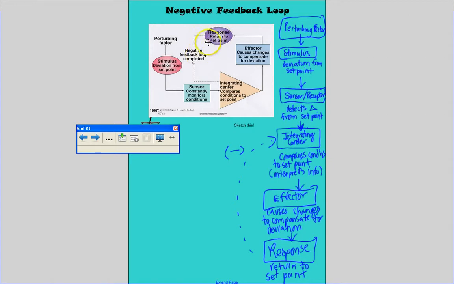So, once things are kind of back to normal levels, then these earlier steps will be turned off. And that's what we refer to as a negative feedback loop. So when things get back to normal, there's a negative feedback mechanism which turns off earlier steps.